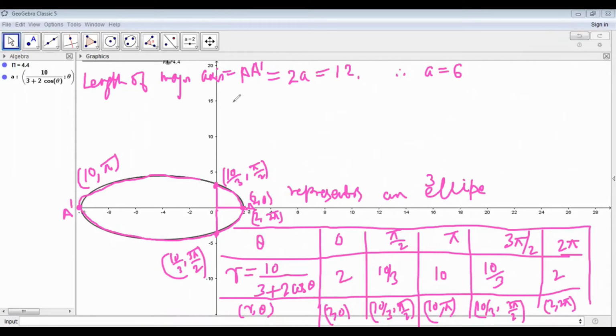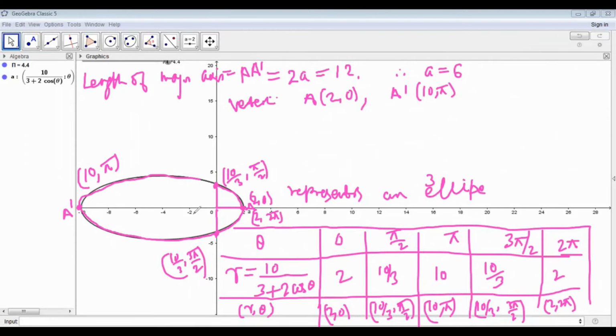The main vertices: one of the vertices is A, which is (2, 0), and the other vertex is A dash, which is (10, pi). The coordinates of the vertices are (2, 0) and (10, pi).